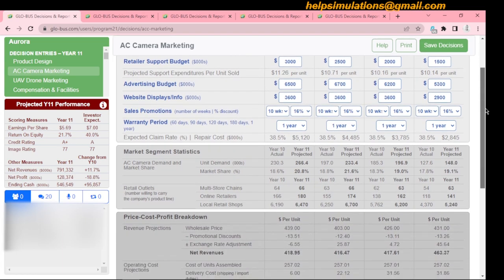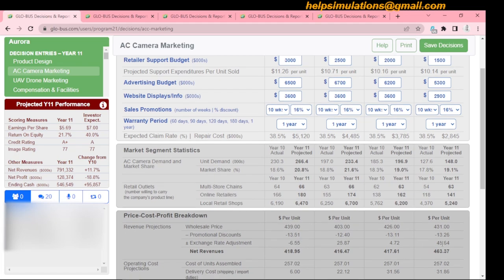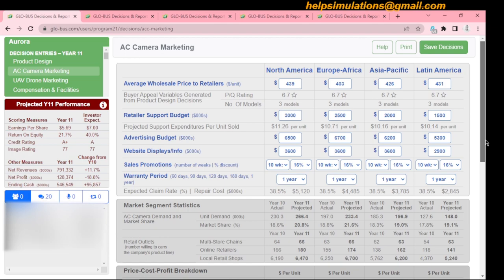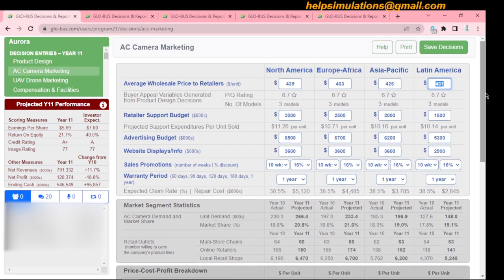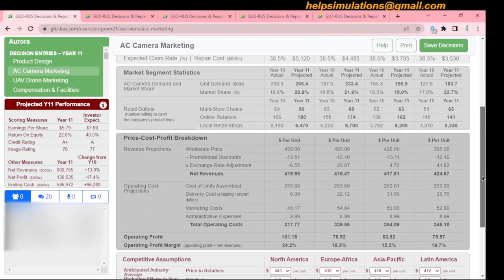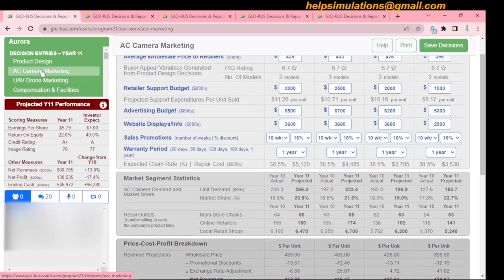So in Latin America, with the exchange rate, we are gaining about $45, so we can lessen the price by about $45. So instead of 431, sorry, it's 431 less 35. We have about 396. So let's do 395, a price of about 395. I think that's a fair decision for the AC camera marketing page.